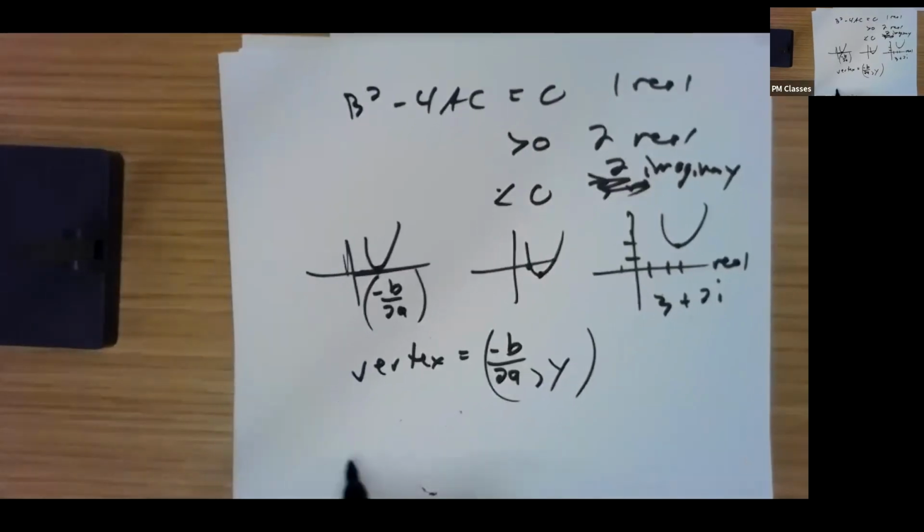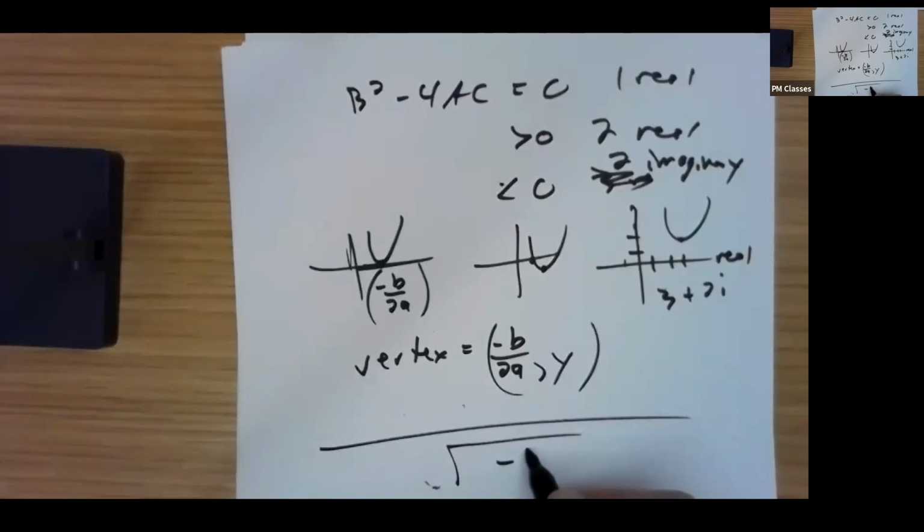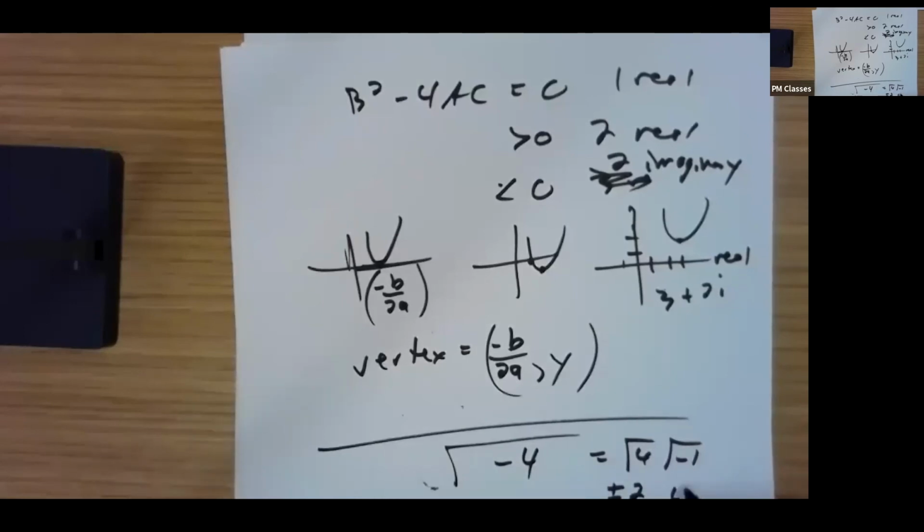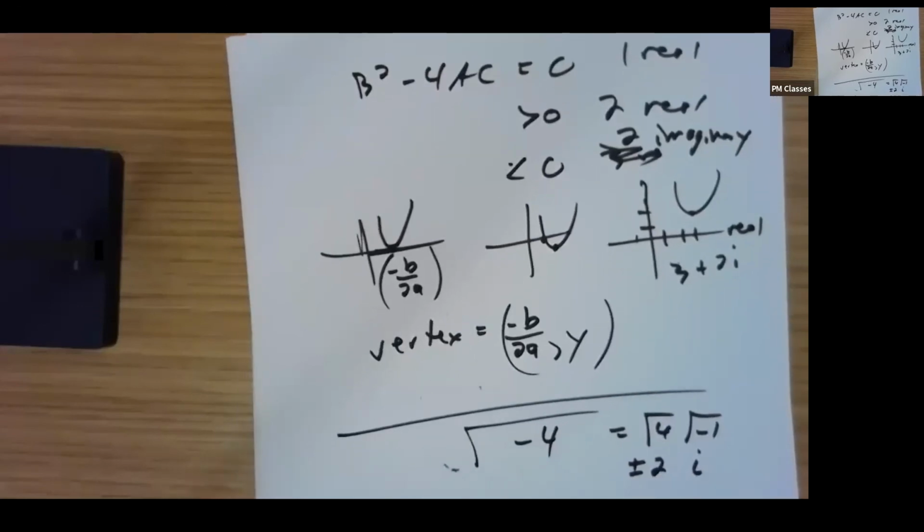And then imaginary numbers, we said, were the square root of a negative number. So you have negative 4. That's the square root of 4 times the square root of negative 1. Square root of 4, we can do plus or minus 2, and then we have i, so plus or minus 2i.